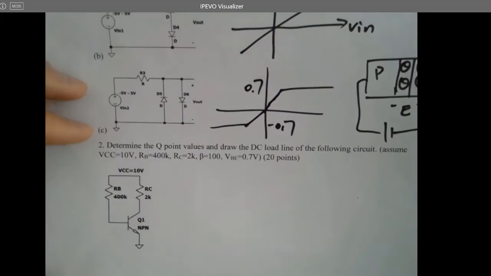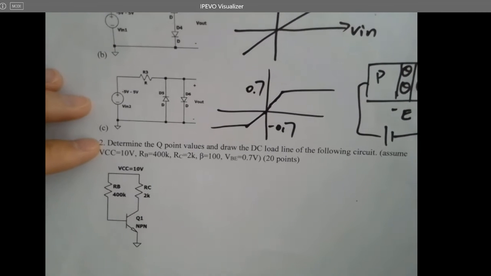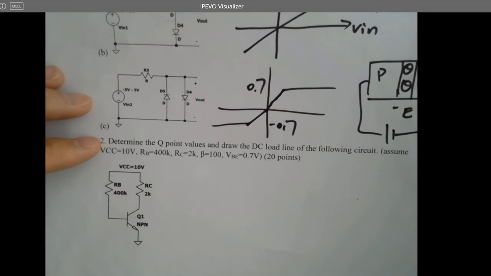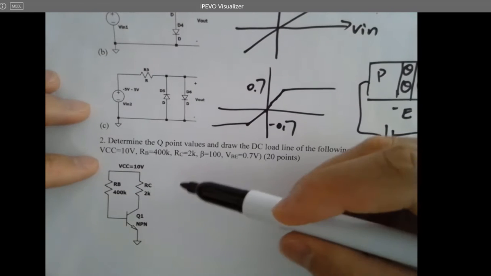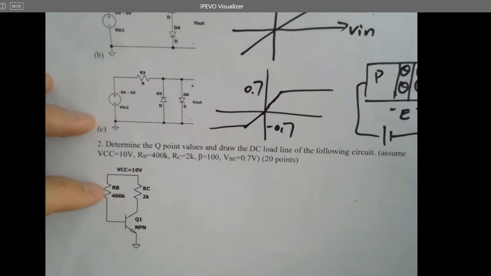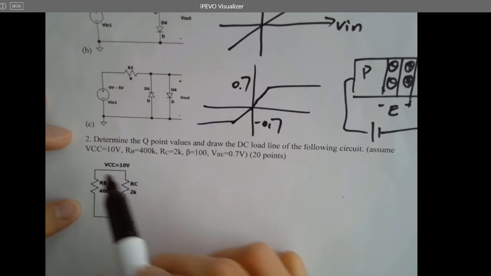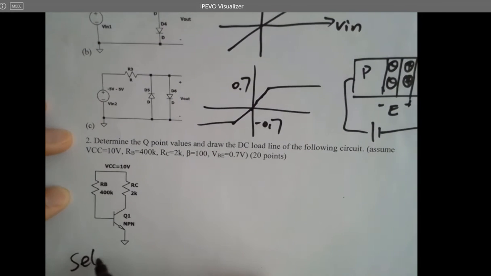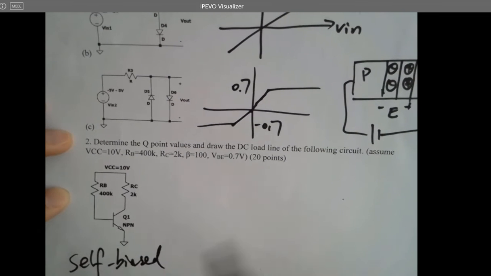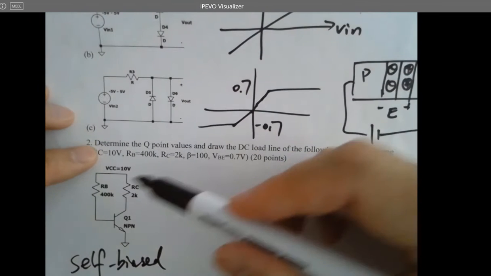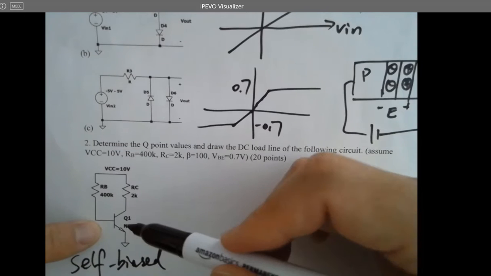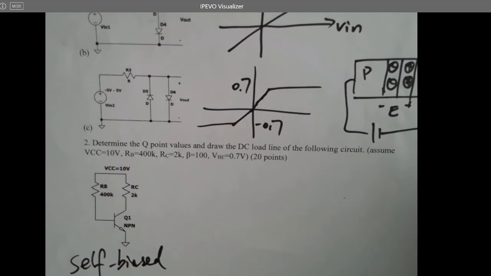For this one, determine the Q point values and draw the DC load line of the following circuit. I've seen a couple of problems, not just here, but also in your homework. Whenever the BJT is already connected like this, it's already self-biased, which means the VCC has biased this BJT at a certain Q point. So the Q point is not just 50% of the IC max. Whenever you are asked to design the circuit, you are trying to find the Q point in the middle.